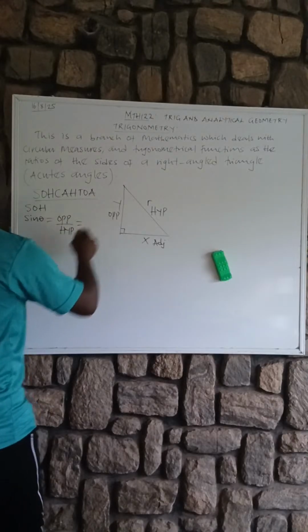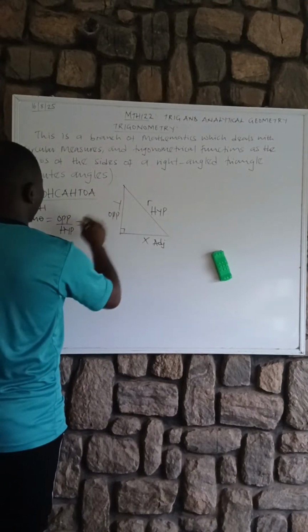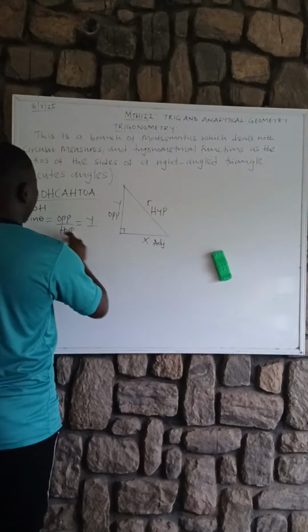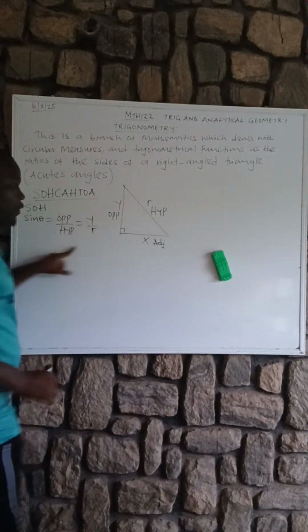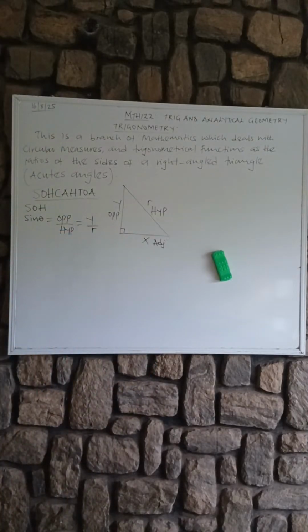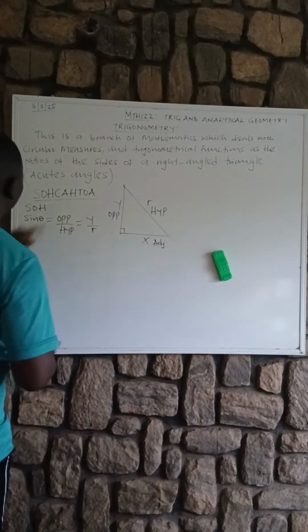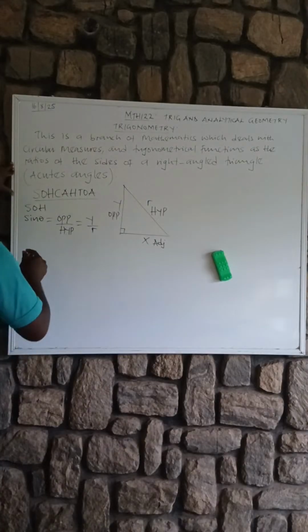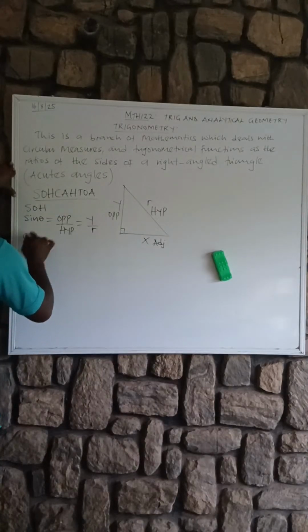Then this is equal to what? Opposite is y all over hypotenuse is r. True or false? It's true, right? Do you agree with me? Okay. You agree with me, right? Okay. Then, let's consider CAH.